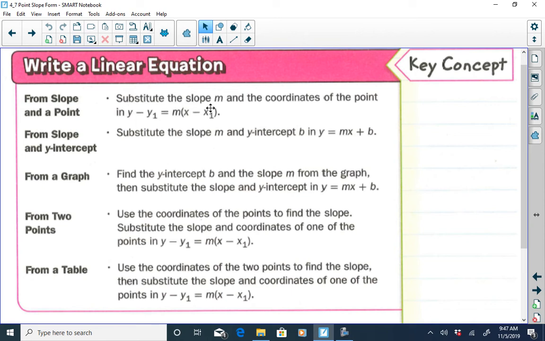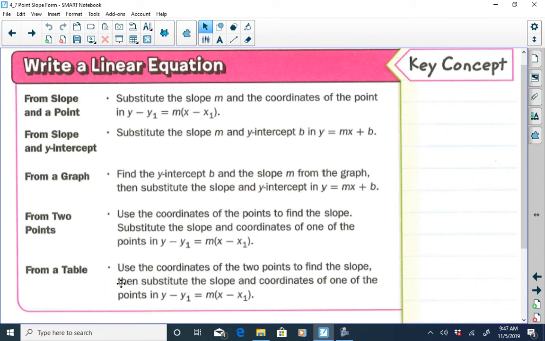If we substitute the slope m and the coordinates of a point into the point-slope form, we should be able to write a linear equation in slope-intercept form, where we substitute the slope m and the y-intercept b in y equals mx plus b. We should be able to write a linear equation from a graph. If we find the y-intercept and the slope, then we substitute the slope and the y-intercept in y equals mx plus b. We should be able to write a linear equation from 2 points using the coordinates of the points to find the slope, and then we substitute the slope and the coordinates of one of the points into y minus y1 equals m times x minus x1. And we should also be able to write a linear equation from a table.